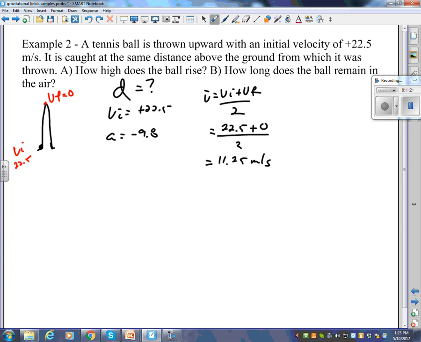And now that you got that, V bar equals D over T. 11.25, solving for D. Oh. We don't have the time yet, do we? If I'm going to go V bar equals D over T, I got to have the time.